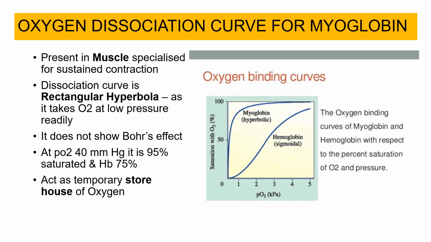Thus, when there is active muscle, more and more 2,3-DPG is produced. So more and more 2,3-DPG will compete with oxygen for the binding site, and more oxygen will be unloaded, and the 2,3-DPG will get attached to the hemoglobin. So this is the role of 2,3-DPG. When pH decreases, 2,3-DPG increases, and there is increased unloading of oxygen.